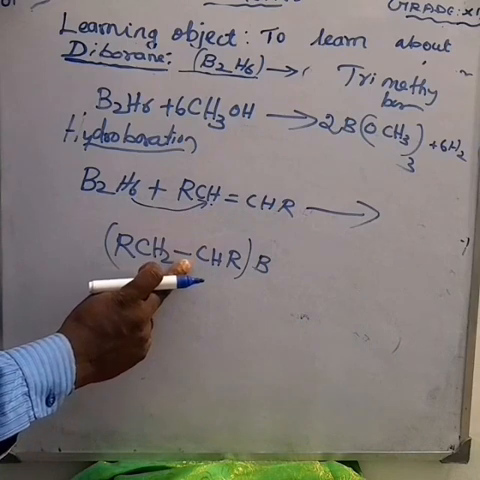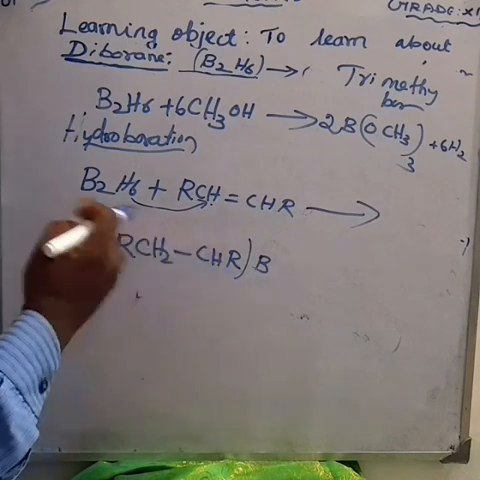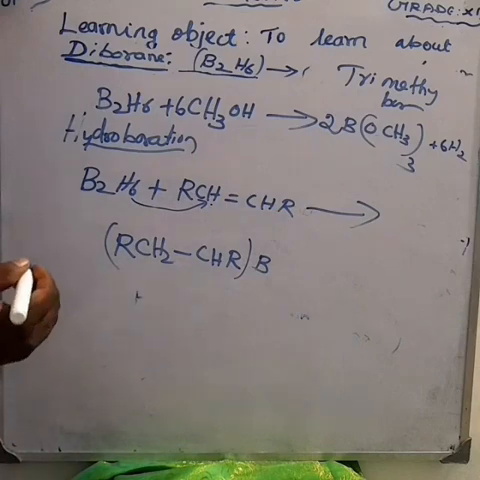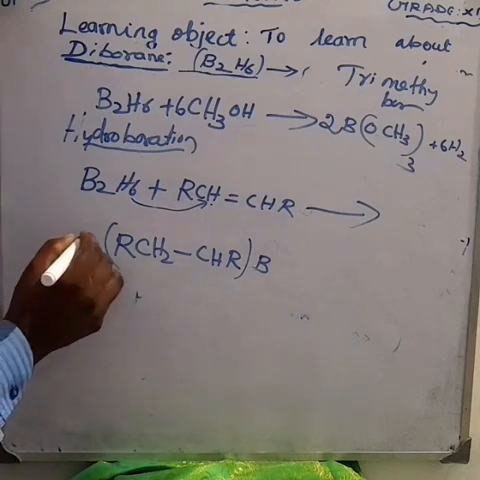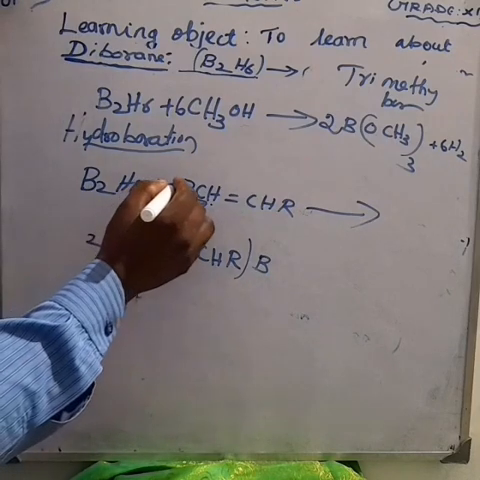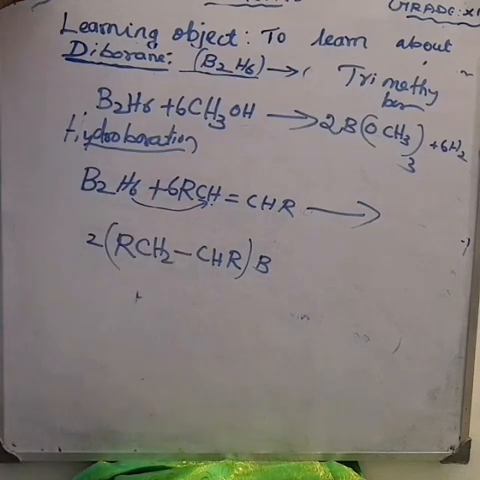The double bond is converted into where? Single bond. Am I right? Then how can you balance the equation? How much boron atom is there? 2 boron. So make it 2 here. Okay. Now you count the number of hydrogen. How much hydrogen is there? Here having 6 hydrogen. Okay.